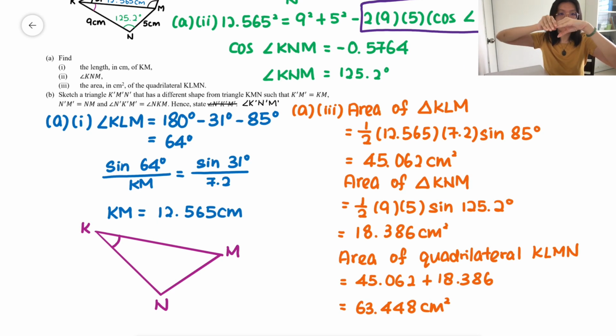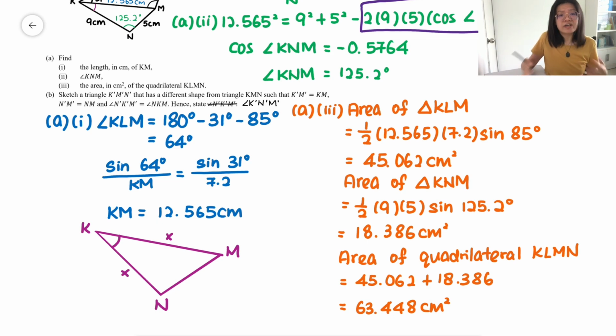If I change my KM up or down, then my angle will be changed, correct? So KM, I cannot move. Now let's check on KN. If I move it down, move it up, what happened? The angle will change also, correct? So KN also cannot move.